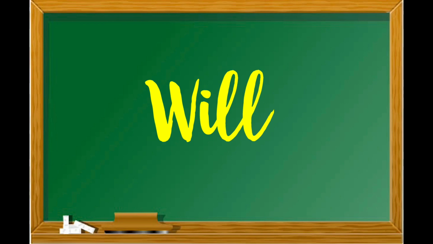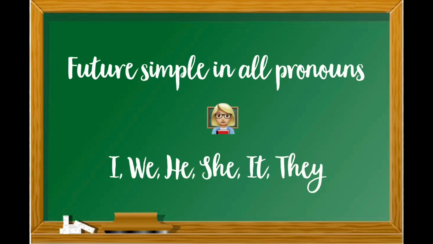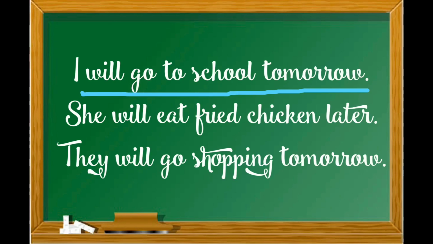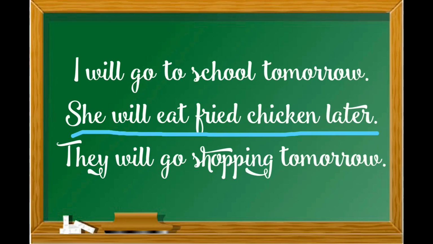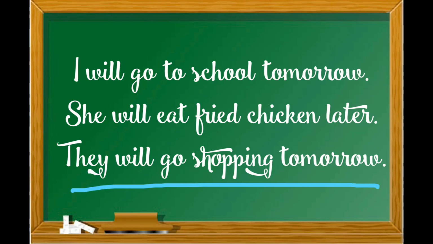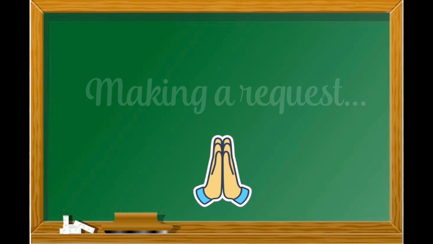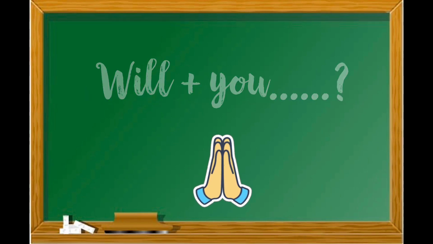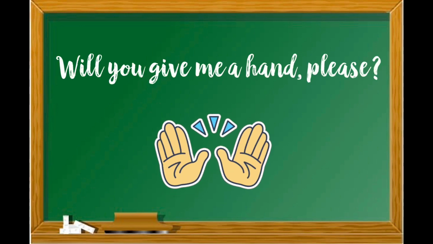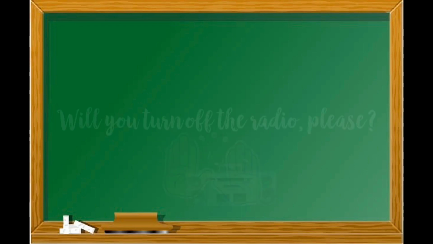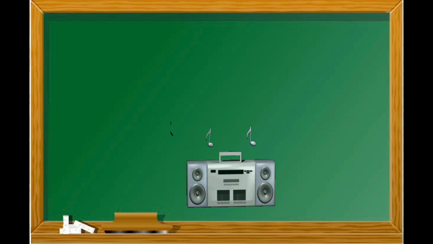Will is used in future simple sentences in all pronouns. For example, I will go to school tomorrow. She will eat fried chicken later. They will go shopping tomorrow. It is also used in making a request with the pronoun you in the question form. For example, will you give me a hand, please? Will you turn off the radio, please?